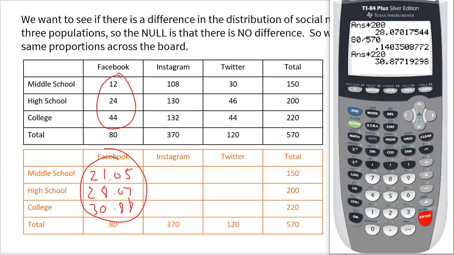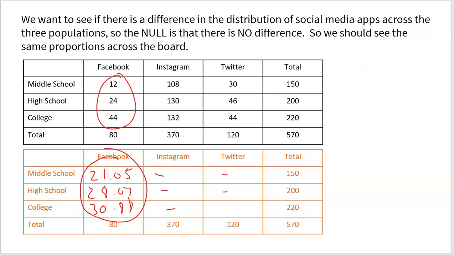Now, once you get the hang of this and you get used to it, it does become pretty easy. So again, for middle schoolers to use Instagram, I'm going to take the row total, 150, times the column total, 370. I'm sorry, I said that backwards. Column total, 370. I mean, obviously it doesn't matter the order, but 370 is the column total, 150 is the row total, divide that by 570. The key is that the 370 out of 570 is there because that's the proportion of all people who use Instagram, and I'm multiplying that by 150 to figure out how many middle schoolers should be using it. So 97.37. So you literally have to repeat this process for every single one of these. So it is a little bit painstaking, but it is worth it to do. So that's how you find all of the values there.